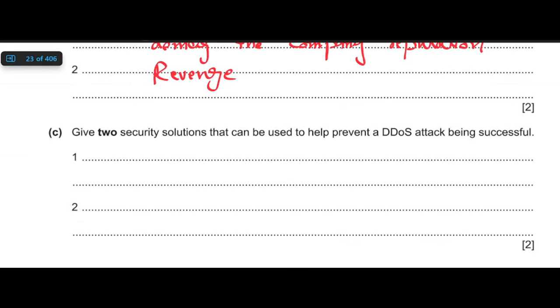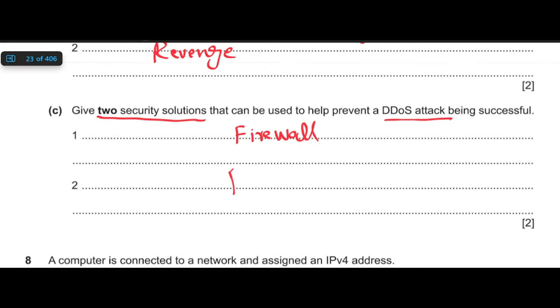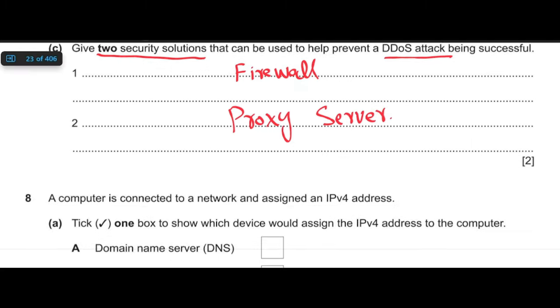Next, part C: give two security solutions that can be used to help prevent DDoS attacks being successful. We can use a firewall, or we can use a proxy server. These are the two solutions that we can use to prevent a DDoS attack.